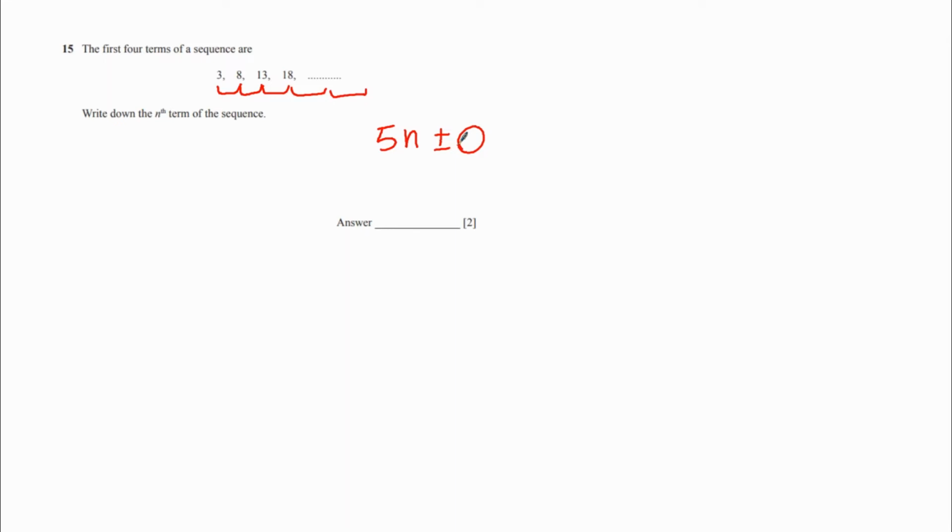But in this case, we should know that when n equals 1, this should be equal to 3, because our first number in the sequence is 3. So when n equals 1, 5 times 1 would be 5. So what should I add in here to make that 3? So 5 minus 2 would make 3. So the final answer in here would be 5n minus 2. And as you can see, if you put 1 times 5 minus 2 is 3. If you put 2 times 5 is 10, 10 minus 2 is 8.